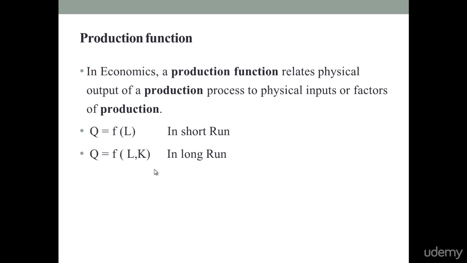Okay. What is the production function? In economics, a production function relates the physical output of a production process to physical inputs or factors of production. In the short run, we use the function Q = f(L), where Q stands for quantity, F stands for function, and L stands for labor, and K stands for capital. In the long run, we use the function Q = f(L, K). Okay.